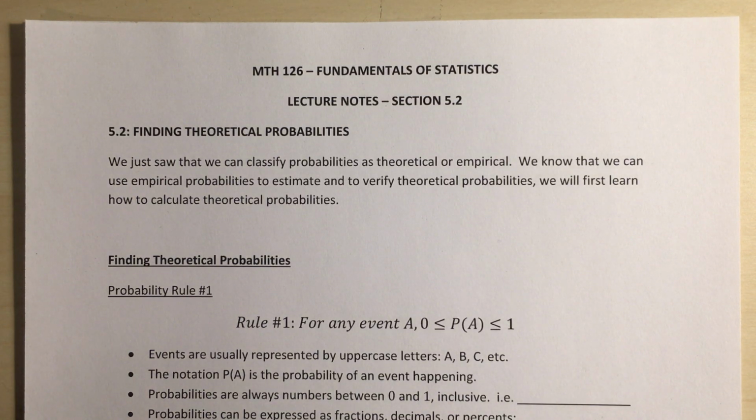So in section 5.2, we are going to start by focusing on our theoretical probabilities rather than our empirical probabilities that we saw in the previous sections. So we just saw that we can classify all probabilities as either theoretical or empirical. We know that we can use empirical probabilities to estimate and to verify theoretical probabilities. And what we're going to do now is learn how to calculate theoretical probabilities.